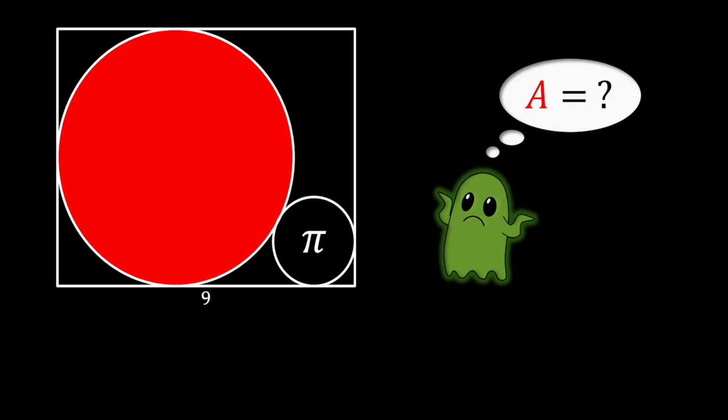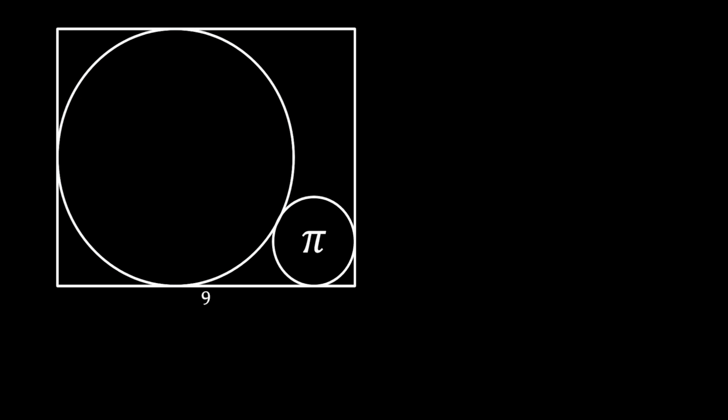Alright, so let's solve this problem. So first, let's take a look at our smaller circle. This circle has the area of pi, and we know that the area of the circle equals pi r squared. So we can say that this area equals pi, and if we cancel pi on both sides, we will get that r squared is equal to 1, which means that the radius of this small circle is equal to 1. So let's label the center of this small circle as P, pull the radius, and let's put our value on the sketch.